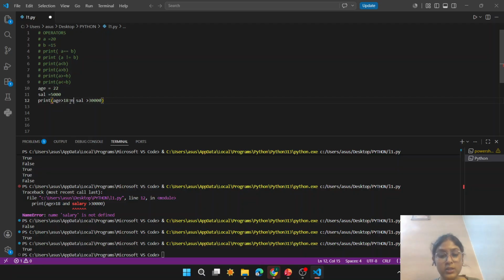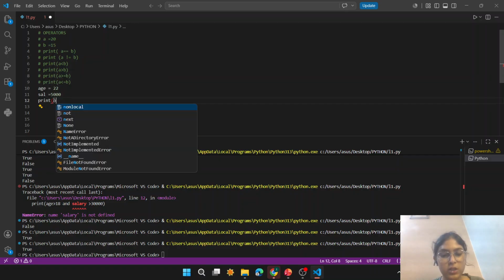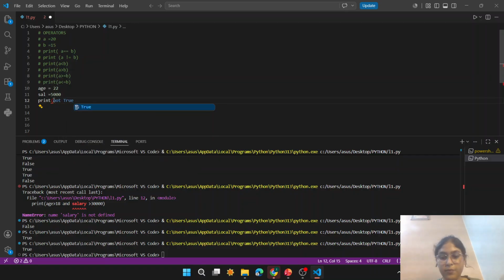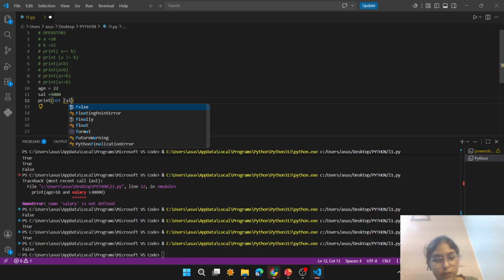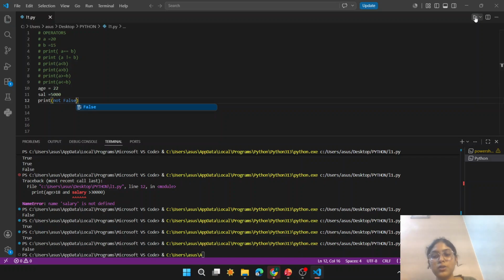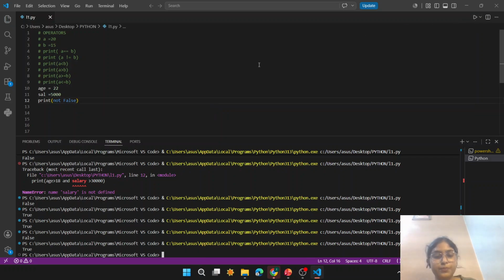And the third operator is NOT. It simply reverses the value. For example, print not true. What is the reverse of true? That is false, so it will give the answer false. If I print not false, it is going to give the answer true. It's very simple, so you don't have to worry. A common mistake you can make is using the assignment operator instead of the comparison operator in equal to.